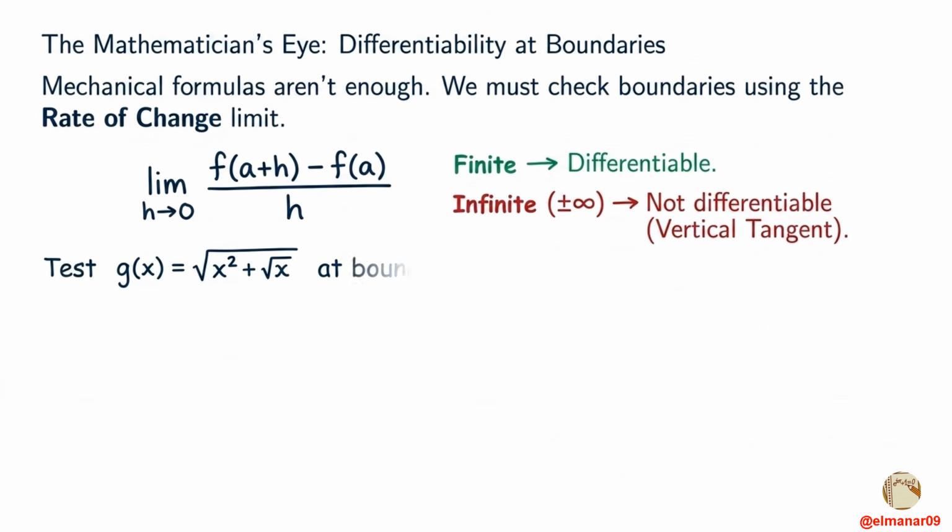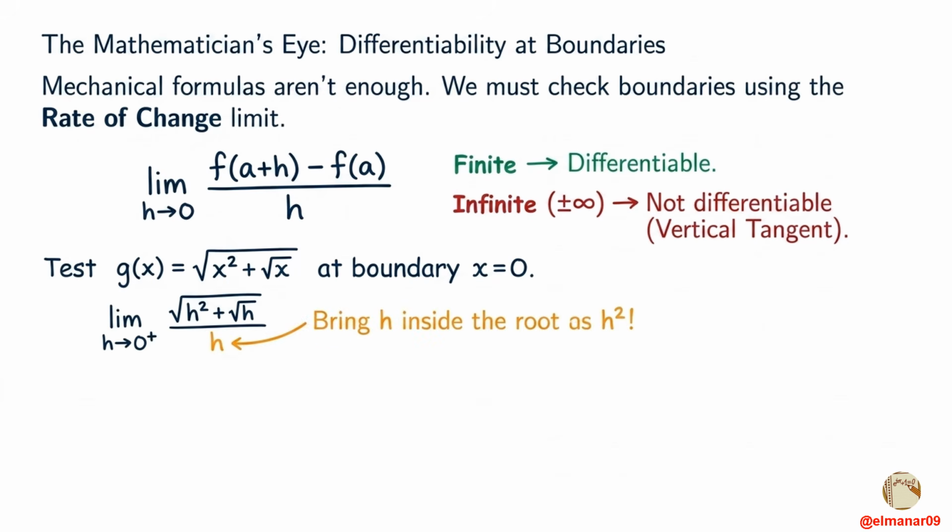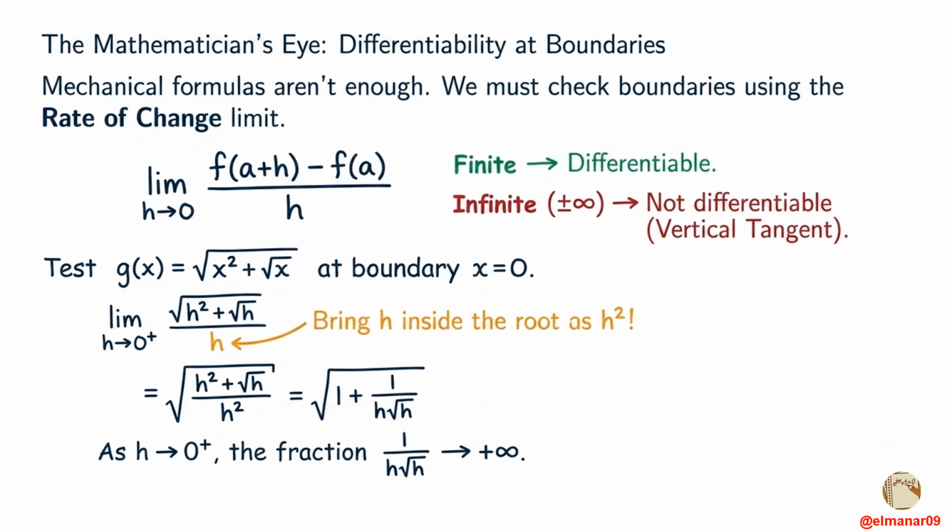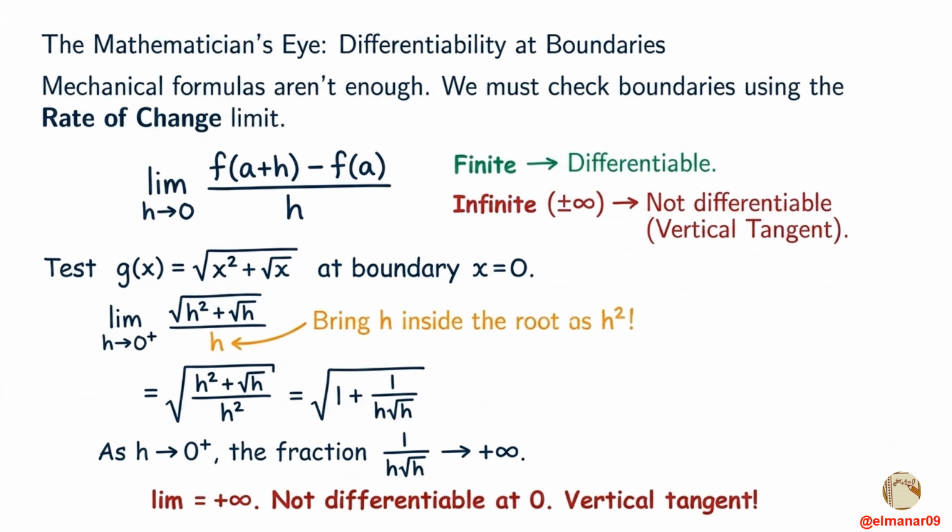Let's test g of x equals square root of x squared plus square root of x at x equals 0. We set up the limit as h approaching 0 from the right. We bring h inside the root as h squared. This simplifies to the square root of 1 plus 1 over h times square root of h. As h gets tiny, that fraction inside blows up to infinity. Since the limit is infinite, the function has a vertical tangent at 0 and is not differentiable there. This limit test is your ultimate truth detector.